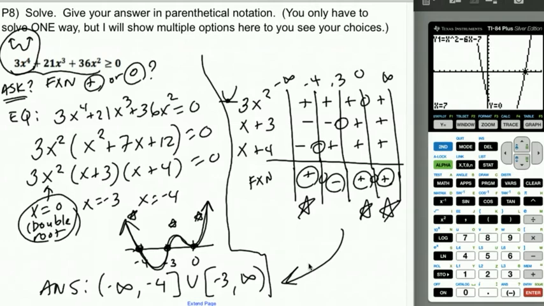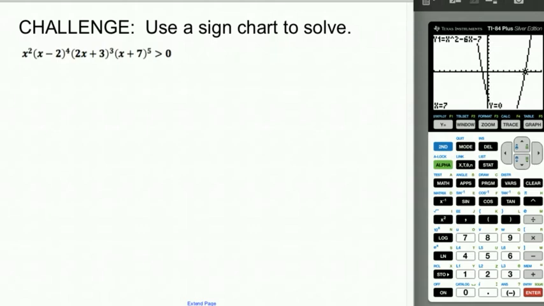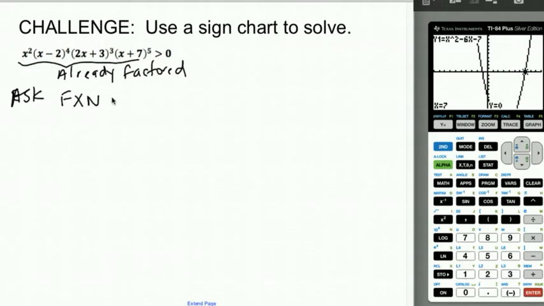Cool. So that is the end of our P8, and our next one is a challenge. I didn't do an E and a P, I just wanted you to try this one. So this is already factored, right? So the first thing you're being asked is, when is this crazy looking function positive, right? That's what you're being asked. When is the function positive?